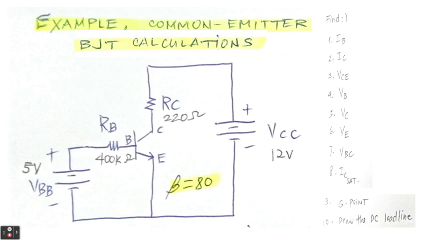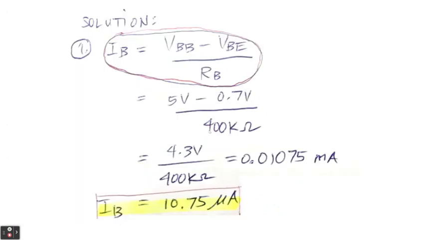So the first thing you will do is to calculate for IB. Now to do that, we have to use the formula VBB minus VBE over RB, and then we subtract 5 minus 0.7 volts divided by 400 kilo ohms. And we have to be careful with the units. This will be 4.3 volts divided by 400 kilo ohms.